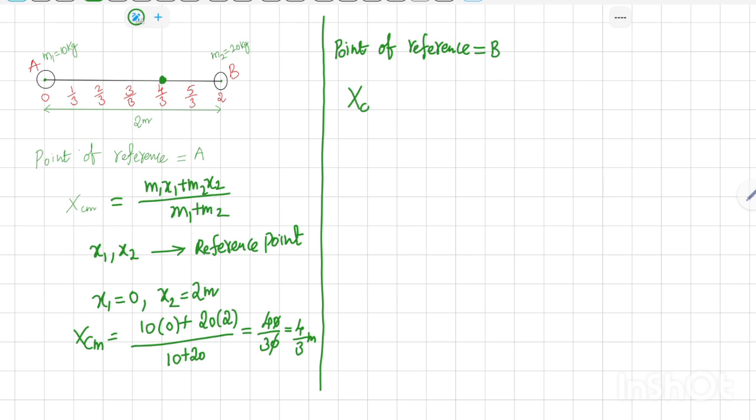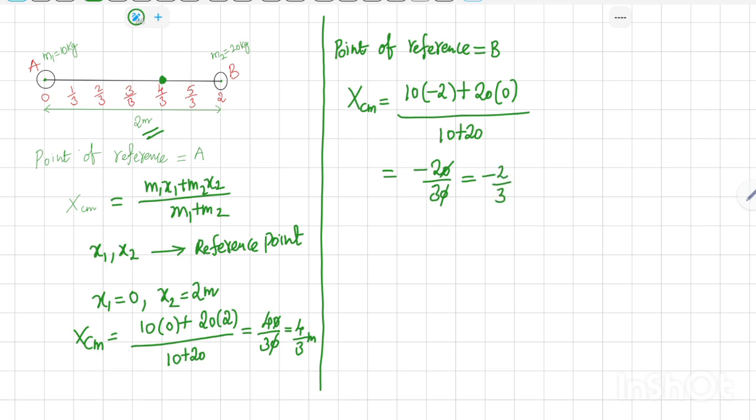Therefore, xcm is equal to: m1 mass is at a distance of 2 meters to the left of point B. Therefore, 10 into minus 2 plus, and B itself is the reference point, therefore the distance x2 becomes 0. So 20 into 0, divided by 10 plus 20, which is m1 plus m2. Now it gives us minus 20 by 30. So the zeros cancel out. It is minus 2 by 3.